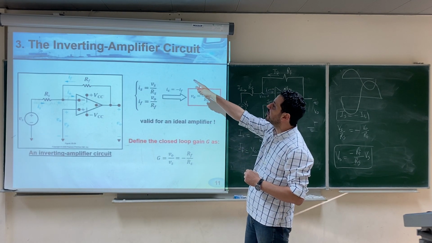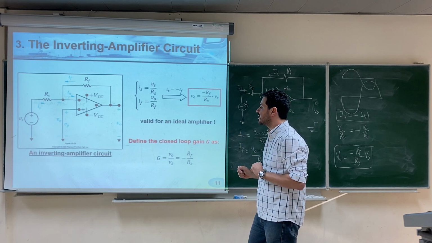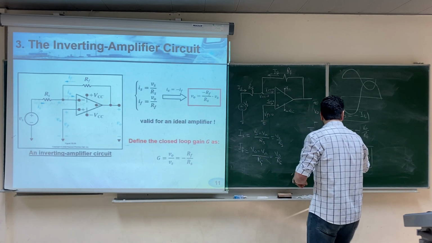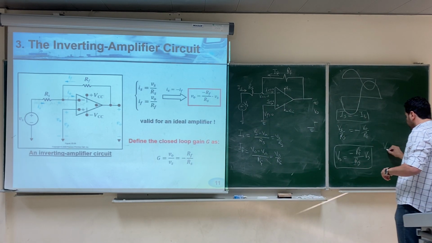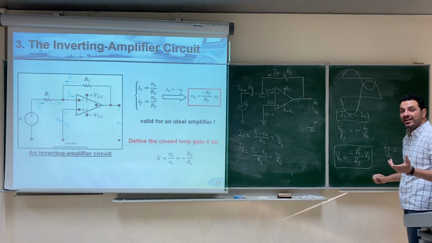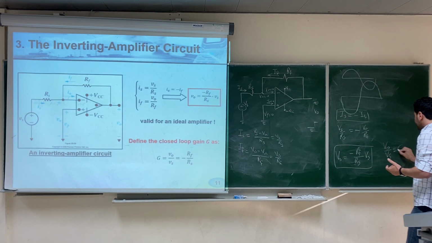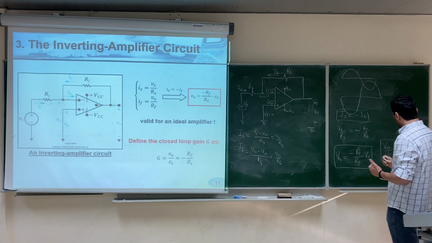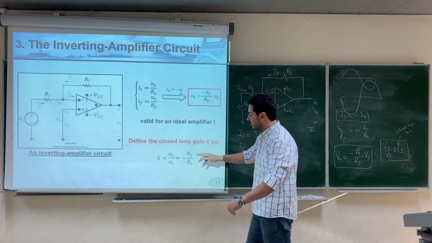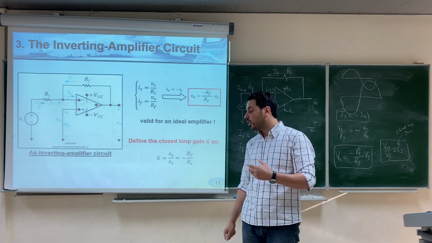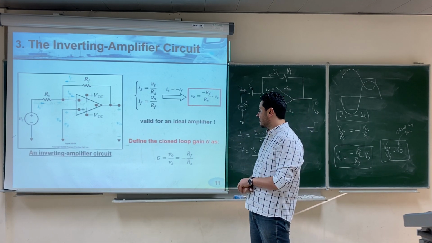That's why they call it an inverting amplifier, because it inverts the signal and it amplifies it. Here the gain that we calculated between V output and V input, we don't call it A, because A is the open loop gain. This gain is called G, the closed loop gain. The gain between V output and Vs is called G, the closed loop gain, and it is equal to minus RF over RS.